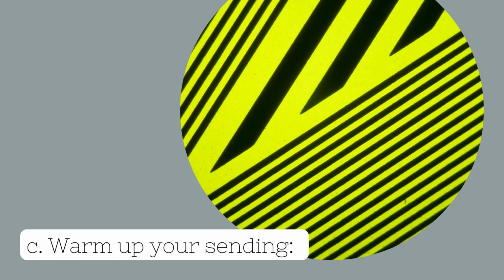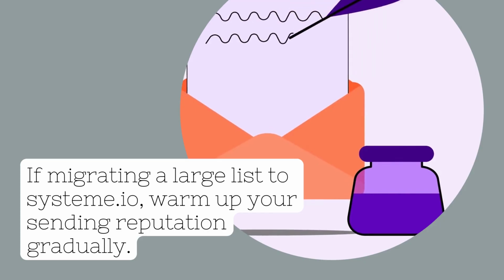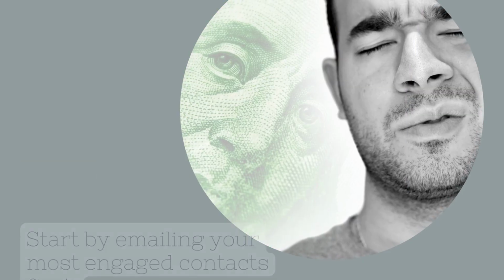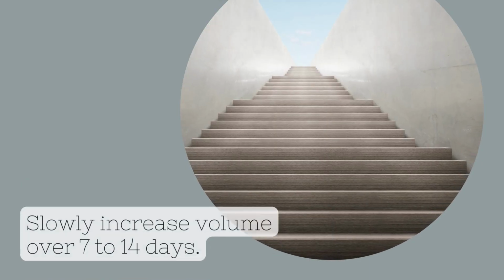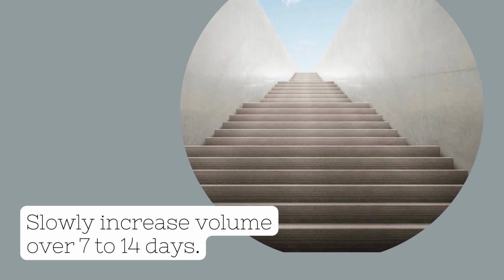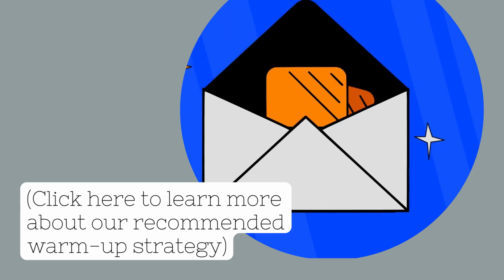C. Warm up your sending. If migrating a large list to System.io, warm up your sending reputation gradually. Start by emailing your most engaged contacts first. Slowly increase volume over 7 to 14 days. Click here to learn more about our recommended warm-up strategy.